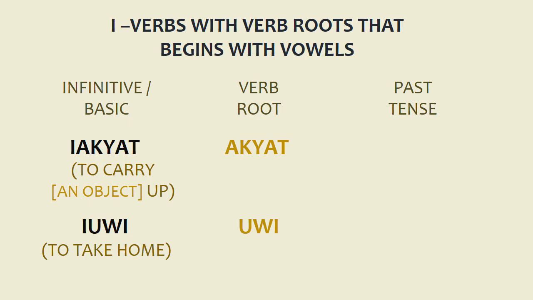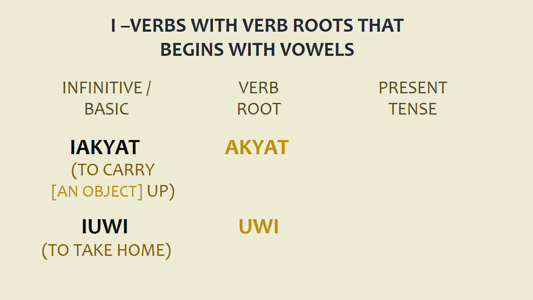To form the past tense, you just simply add the prefix in to the verb root. So for the first example, we have inakyat. And for the second one, we have inuwi. Very simple.